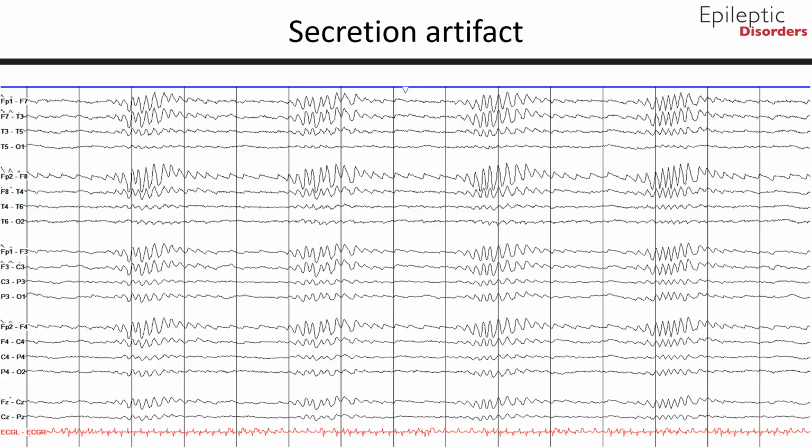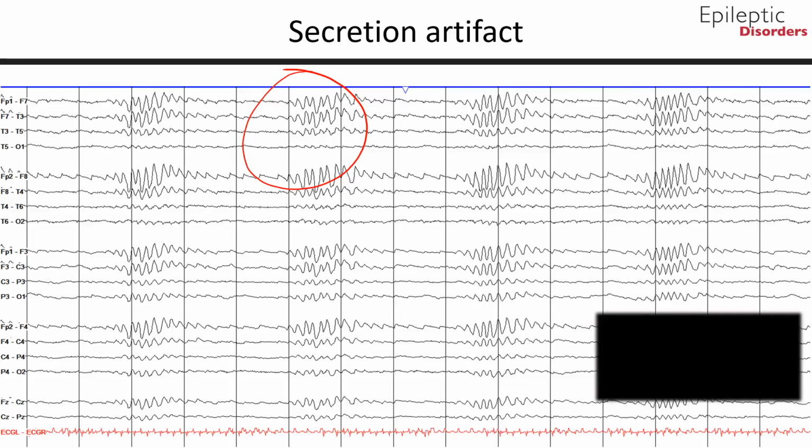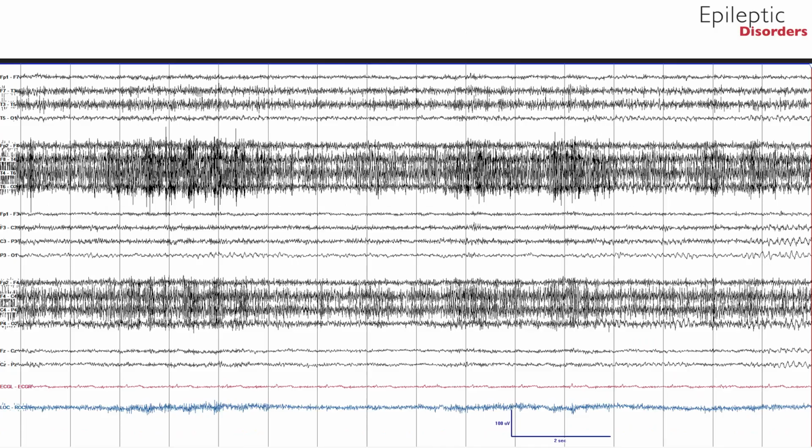Secretion artifact occurs as a result of secretions, fluid movement in the upper respiratory tract. From this bipolar montage, you can see the extremely regular periodicity of this activity, which would fit with respiratory rate or ventilatory settings usually. In this case, 4 per 15 seconds, so a respiratory rate of 16 per minute.